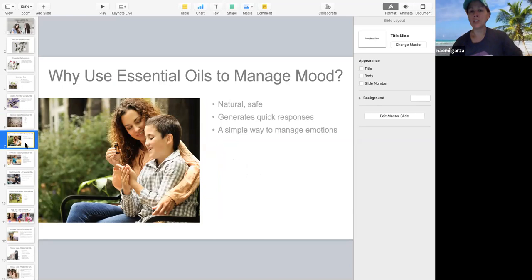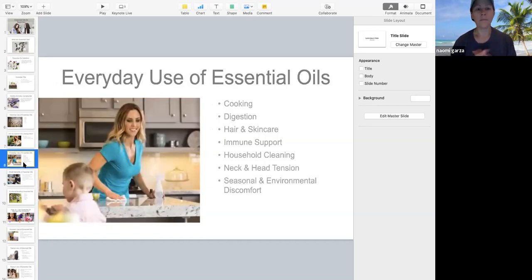Why would you use essential oil to manage your mood? They're safe, they're effective, generally quick, responsive, a simple way to manage our moods. Very effective right now with all that's going on. Oh my goodness, these are my oils that I usually have in my pockets. I have rollers in my pockets at work, and I apply them to my wrist, I apply them to my neck, not just for immune support, but for mood management at work right now.